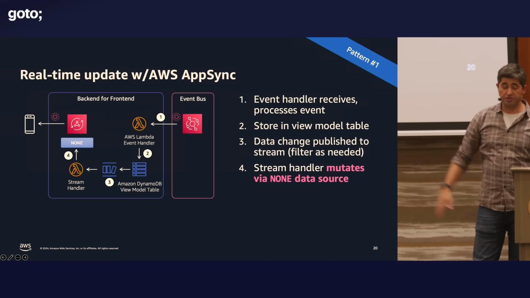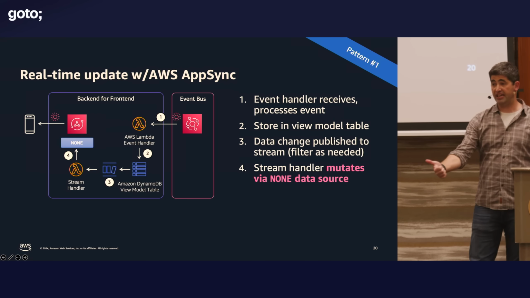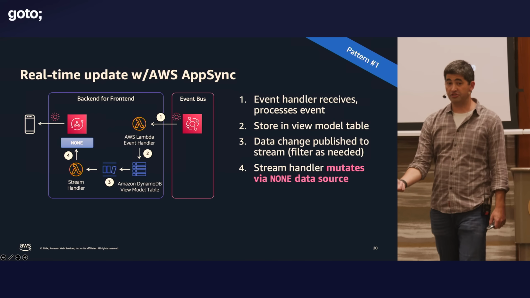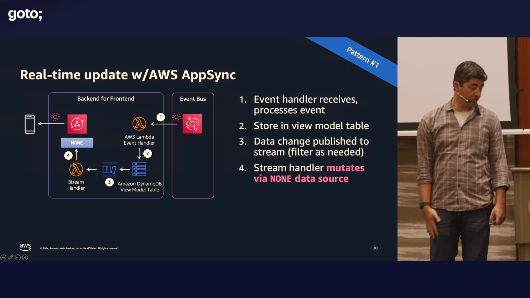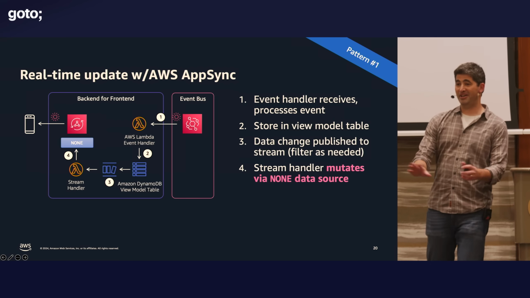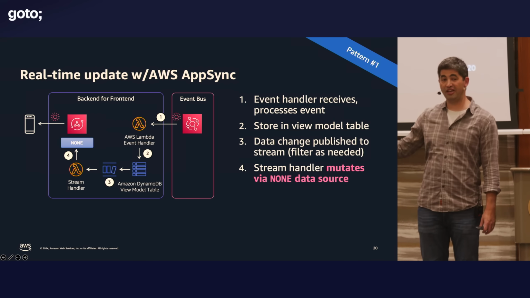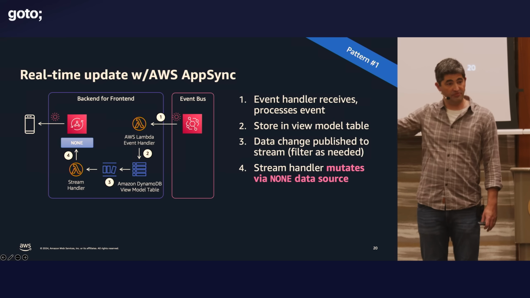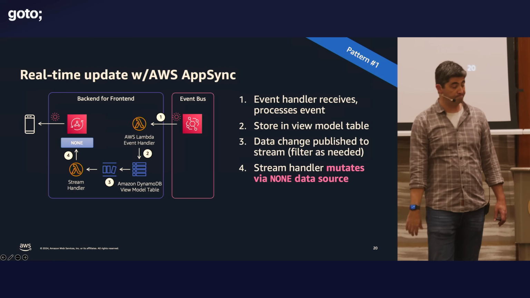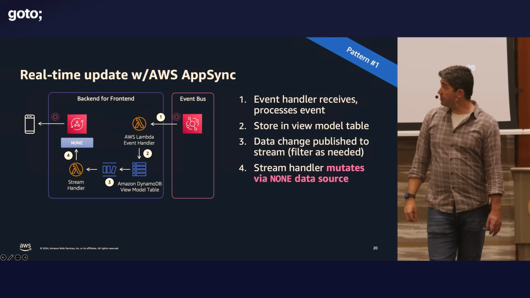GraphQL, very briefly, has three types of operations: queries that get data, mutations that change data, and subscriptions, sounds useful, right, that listen for changes to data. Some people don't like GraphQL. You might not like GraphQL. I think it works really well for these types of data-driven use cases, particularly because it has that built-in subscription functionality. So let's talk about the pattern.